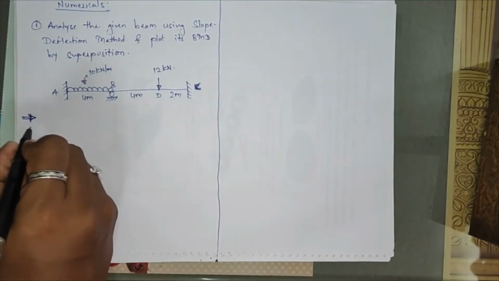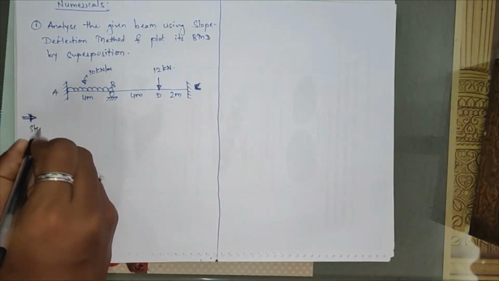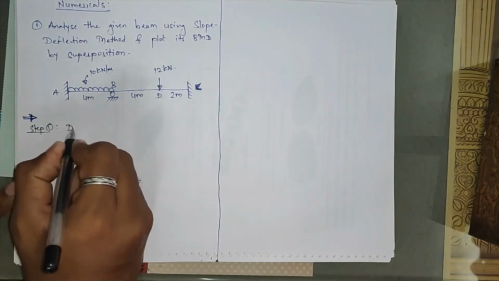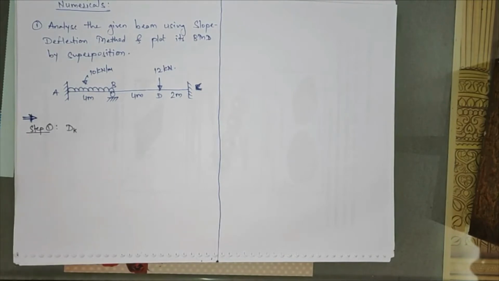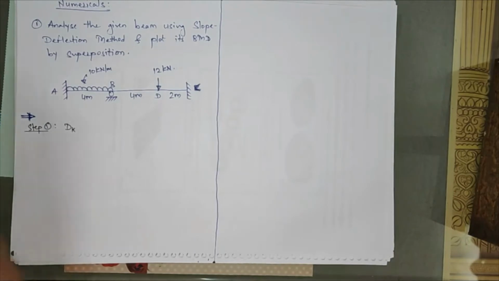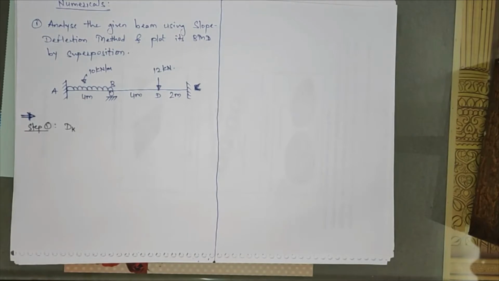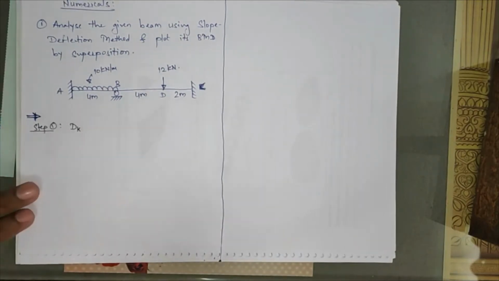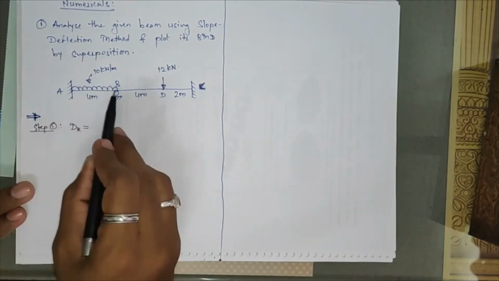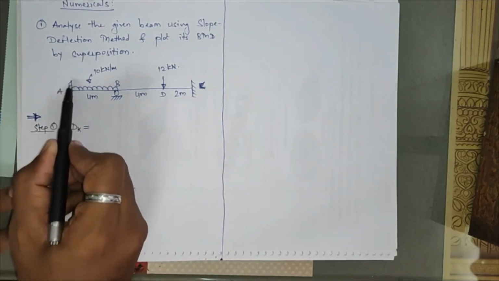So in the solution, the very first step, as we have discussed in your previous video, that will be step number 1: you have to calculate the DKI values. What is DKI? DKI is nothing but the degree of kinematic indeterminacy, which is related to non-zero joint displacements. So the DKI value will be seen at every support, that is at support A, support B and support C.